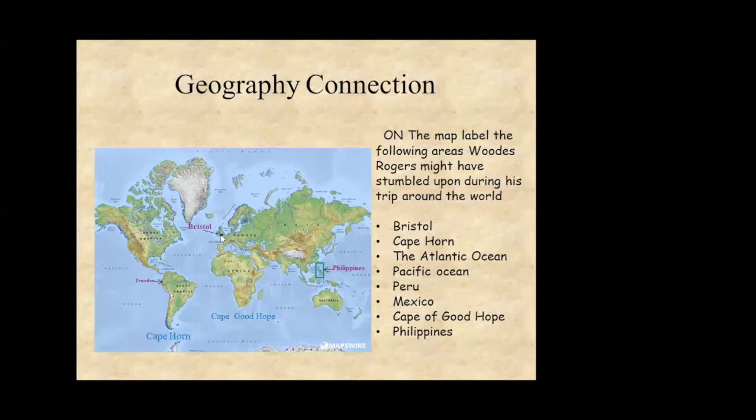You see here, he would have started in Bristol, England. And he would have traveled around the continent of Africa, passing the Cape of Good Hope. He would then travel through the Indian Ocean and eventually ending up in the Philippines. The Philippines is similar to the Bahamas. It is an archipelago.